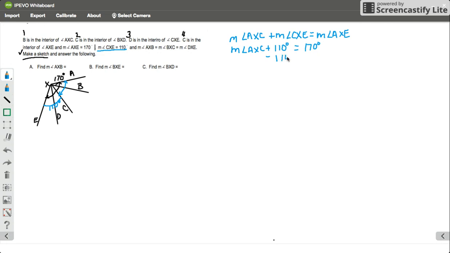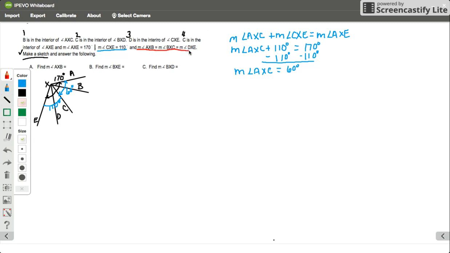Do our subtraction from both sides of the 110 degrees. And we now have that the measure of angle AXC is 60 degrees. So let's write that in the picture. This is 60 degrees. So our next one tells us a set of equivalent angles. The measure of angle AXB, the measure of angle BXC, and the measure of angle DXE are all equivalent to each other. So we're going to choose a variable to represent those.